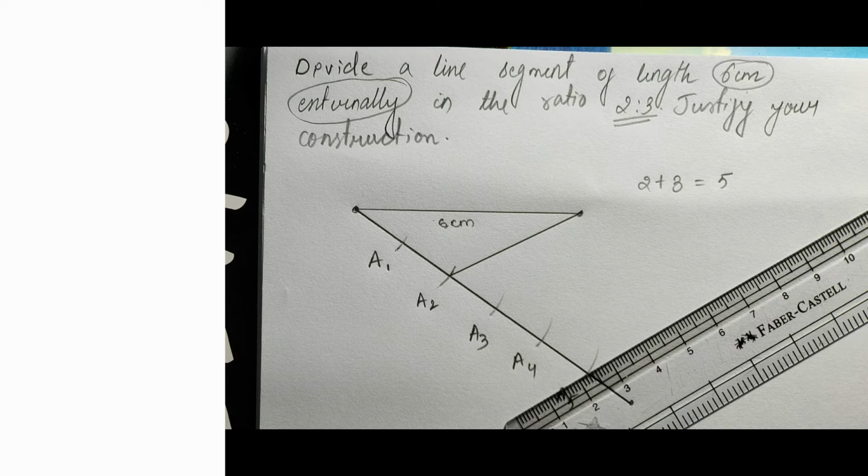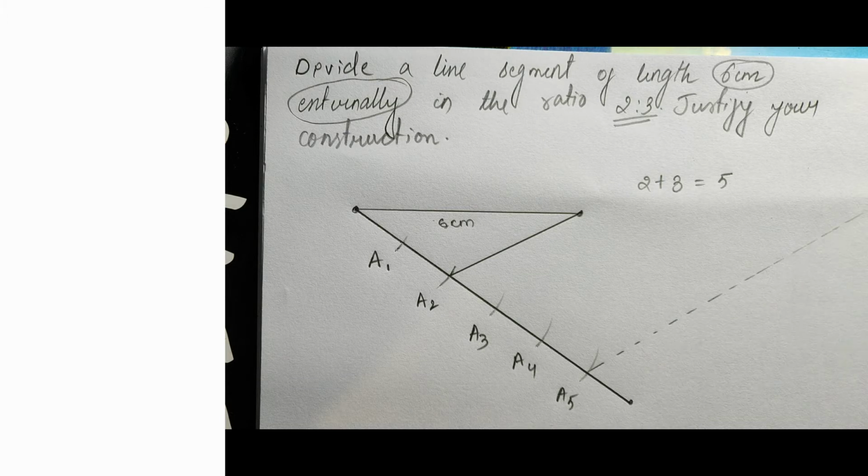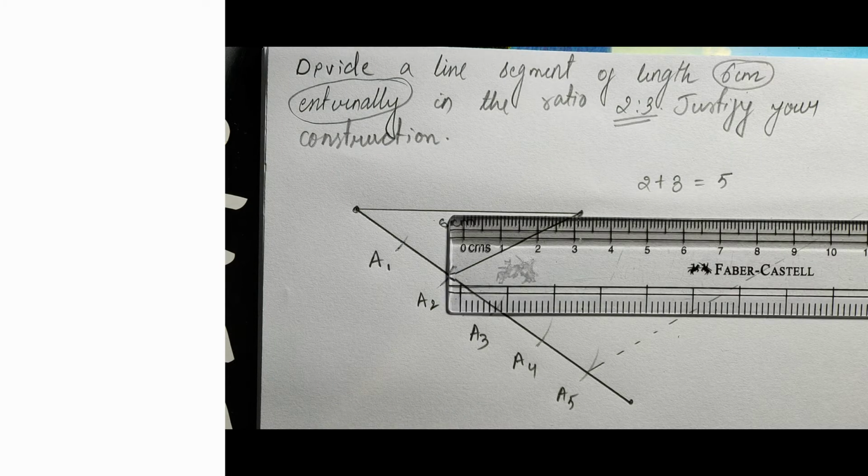Now from the extreme end, that is A5, we will draw a line parallel to the previous line, which will look something like this. Notice that this line is dotted. Now we will extend our main line such that this line joins the dotted line at a point.